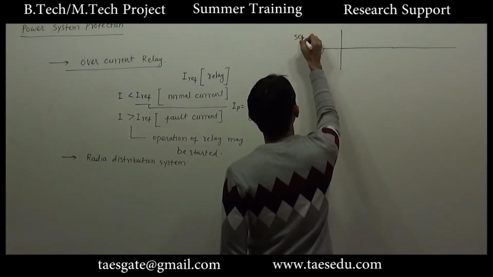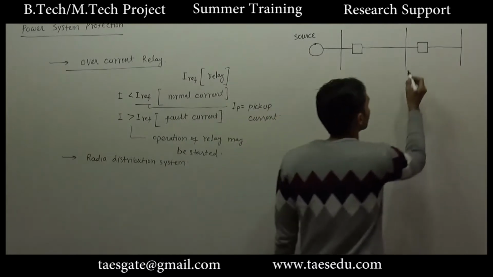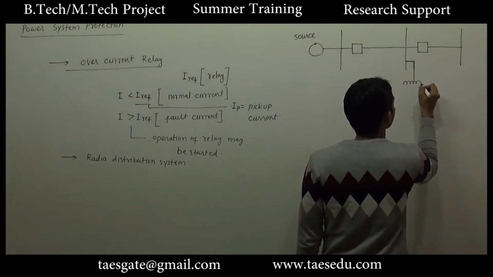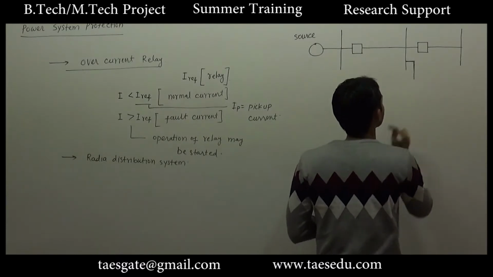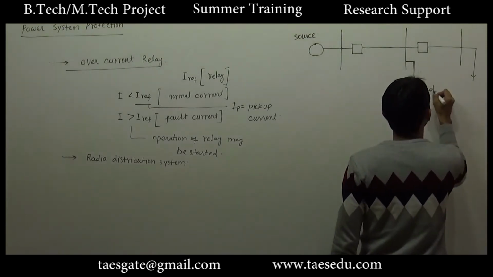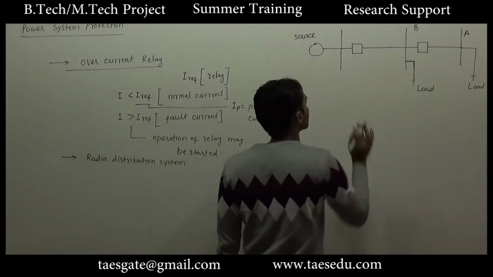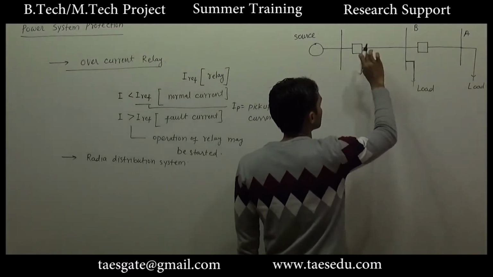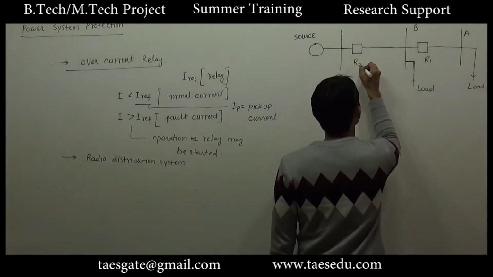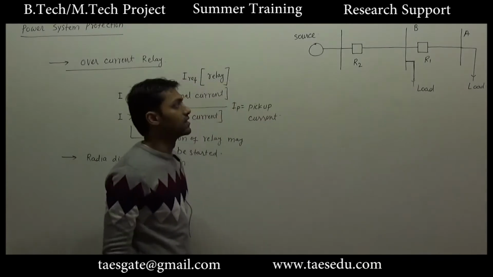This is the source. The feeder is coming radially out from the source, and it will feed the primary of a distribution transformer, or we can directly represent the load here. This will go to the load. Let's say this is bus A, this is bus B, this is the generator bus, and this I have drawn for relay 1 and relay 2 along with their circuit breakers. Let's say R1 and R2 are overcurrent relays.